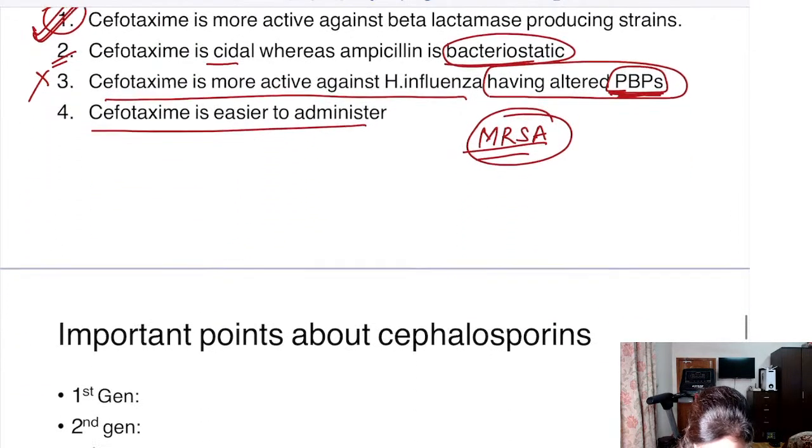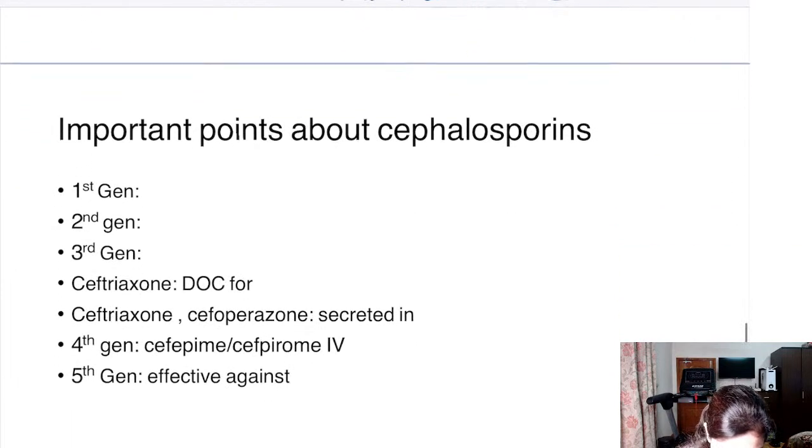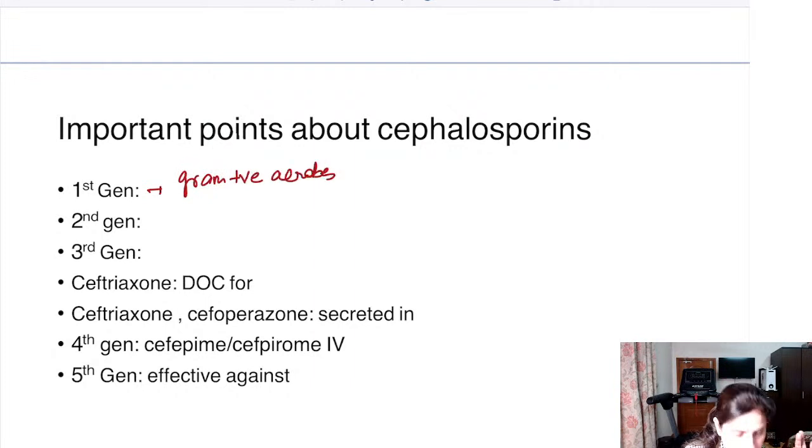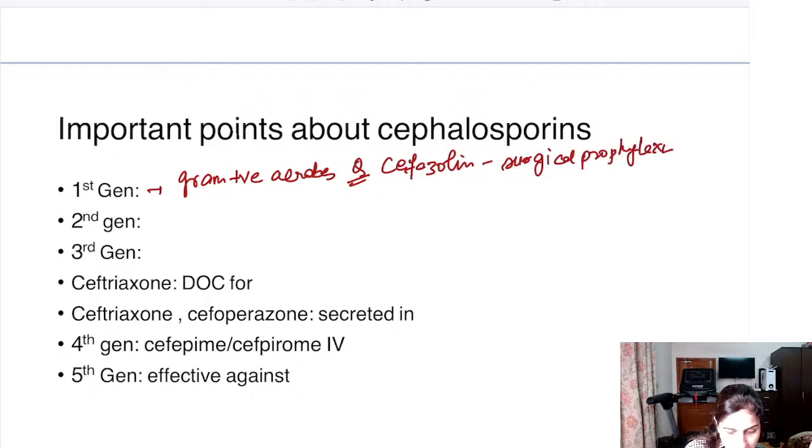Okay, so a little preview, we'll quickly glance through certain important things about the cephalosporins from the examination point of view. We've already done the cephalosporins which show adverse effects like disulfiram-like reaction, or bleeding tendencies. That is one point. The first generation cephalosporins are more active against gram positive aerobes, and the question which has been asked recently is on a drug called cefazolin. Cefazolin is the drug of choice for surgical prophylaxis. So this is important that you should know about the first generation.